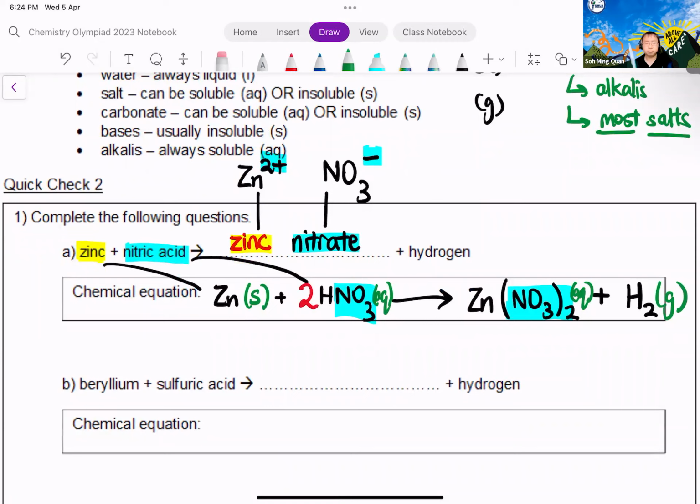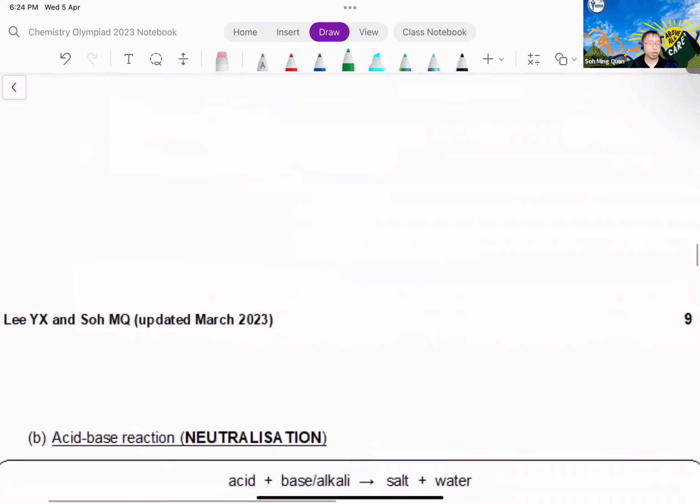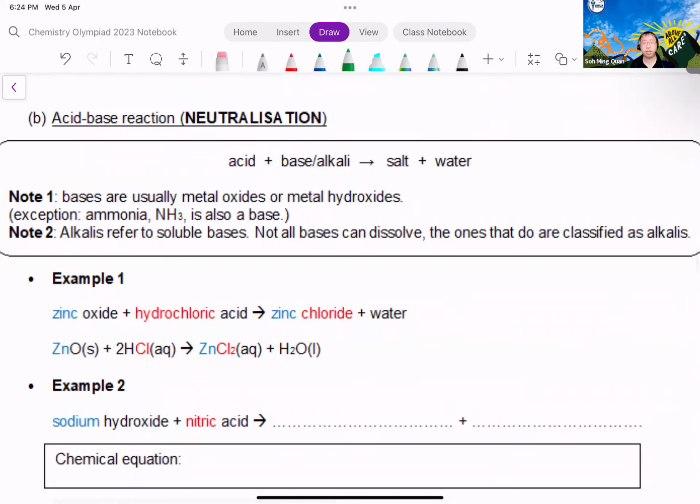All right. So let's go through the next reaction, which is acid plus base. Acid plus base forms salt and water. This is a neutralization reaction. It's neutralization because it forms salt and water, which are neutral in pH, neutral products.